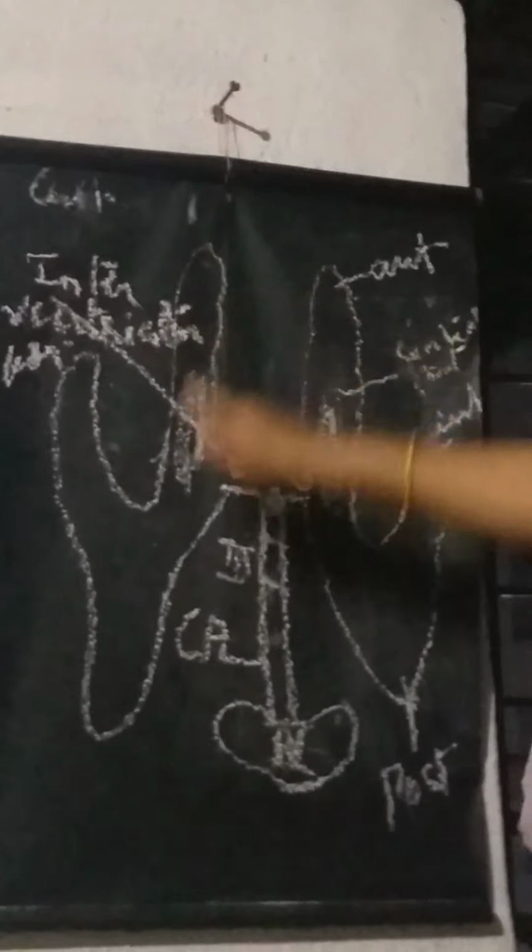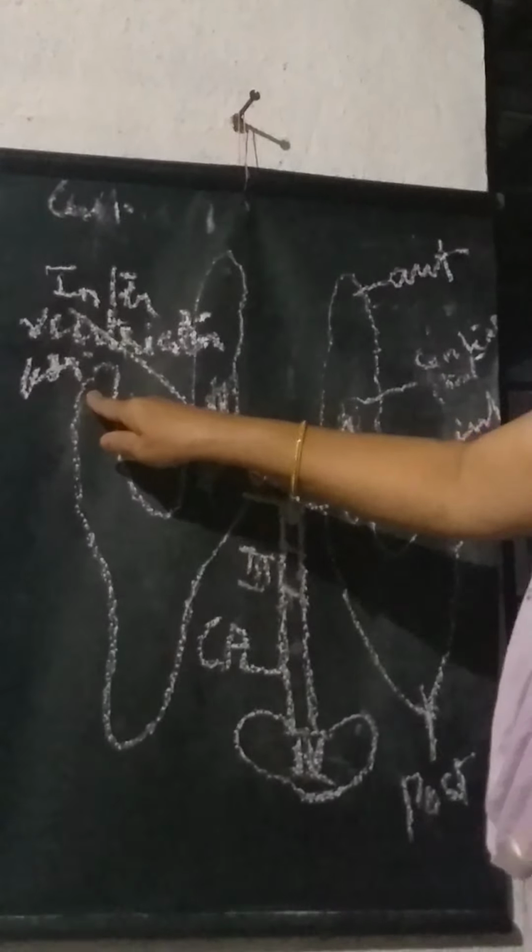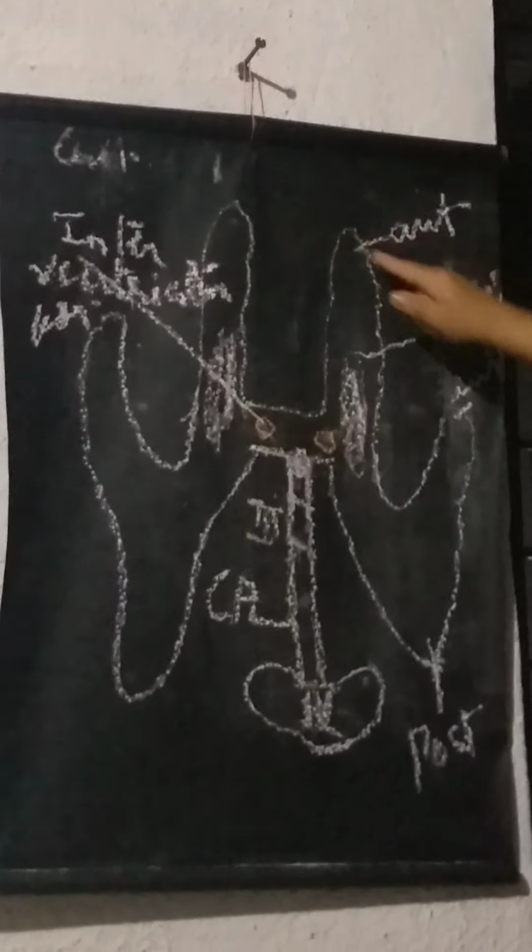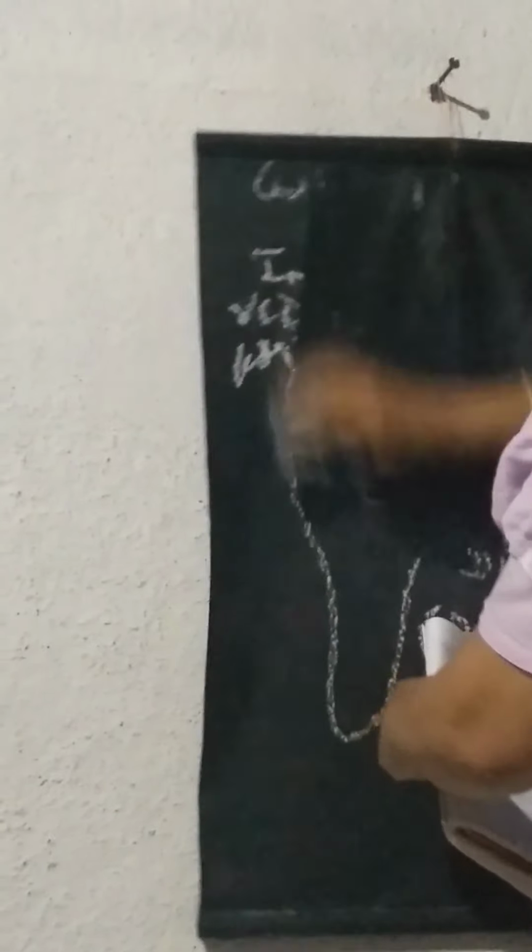The three horns of the lateral ventricle are the anterior horn, the posterior horn, and the inferior horn. So this is the structure of the lateral ventricle.